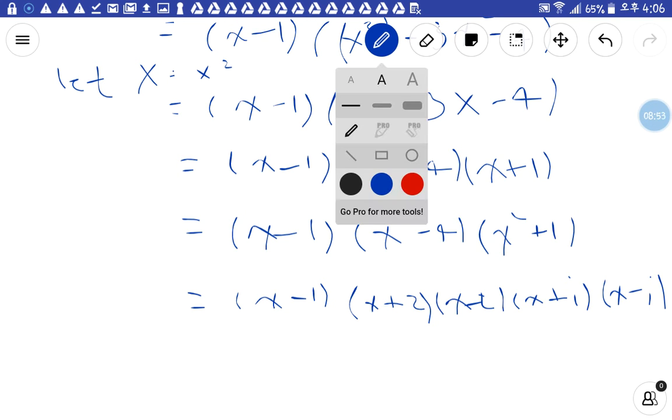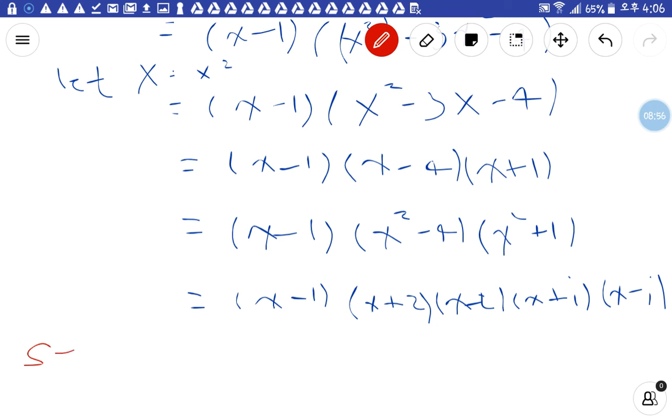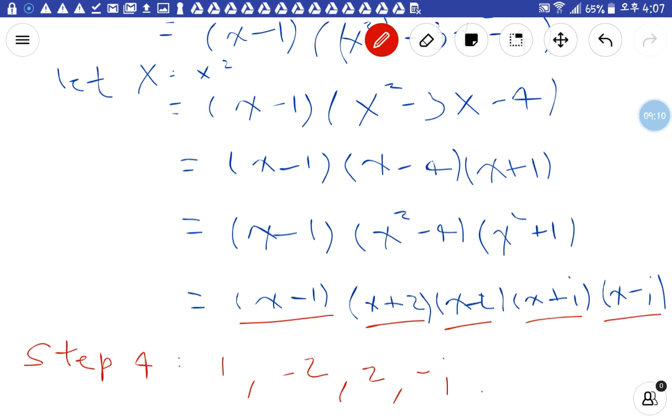Now my last step, I can list all of my roots. What are my roots? 1, -2, +2, -i, and +i. So by the fundamental theorem of algebra, these are the only roots, which means I had a quintic equation. Now, how many zeros do I have? 1, 2, 3, 4, 5 zeros, which is 5 roots.